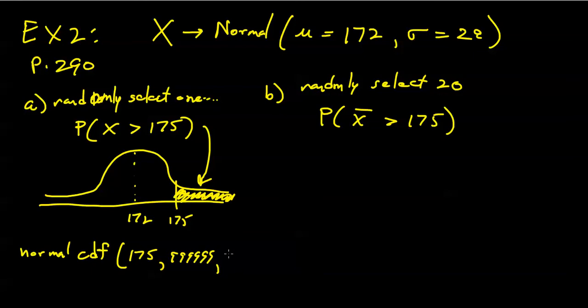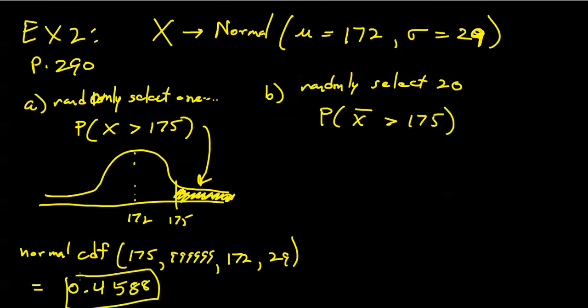This is a non-standard case. So I've got to plug in my mean of 172 and my standard deviation of 29. Oh, by the way, that's a 9 up there, 29. And I can punch this out and get a probability of 0.4588. Alright, let's look at part B now.